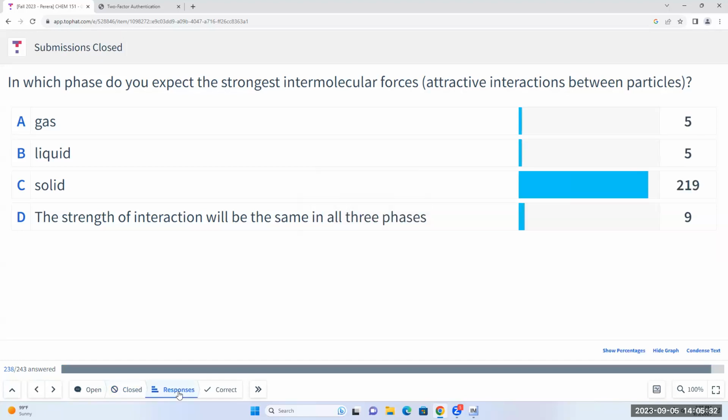Most of us know that if we want to have stronger interactions, you need to be closer to each other. That's the idea there. In solids, we have the particles closest to each other. As a result, the solid is going to have the strongest attractive interactions between the particles. On the other hand, in gases, we have particles furthest apart from each other. As a result, you're going to expect the weakest attractive interactions between the particles.